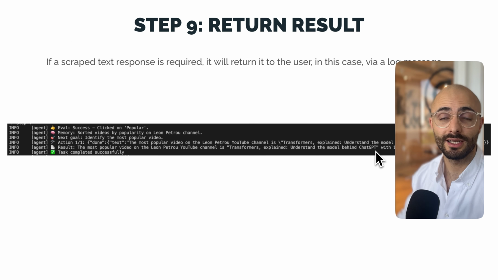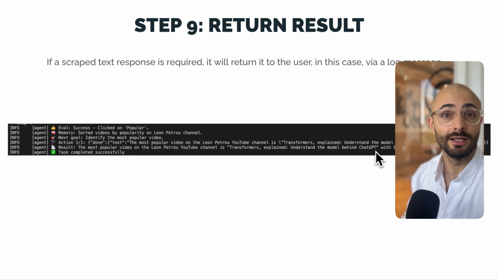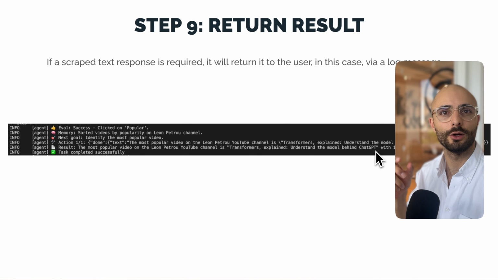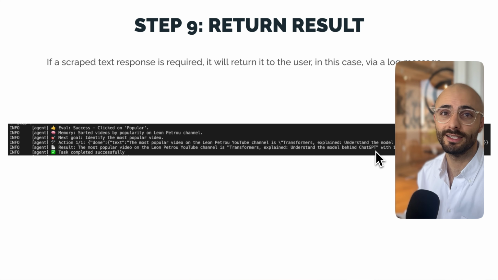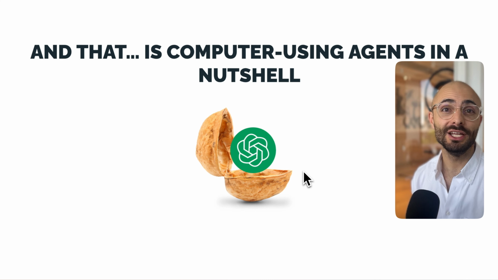If you're interested in watching it, I'll link to that in the top right-hand corner. It's actually quite interesting to learn how these language models are able to predict the next token. And that's what I explain in detail in that video. And that is computer using agents in a nutshell.